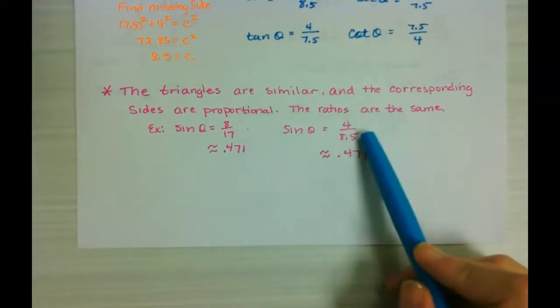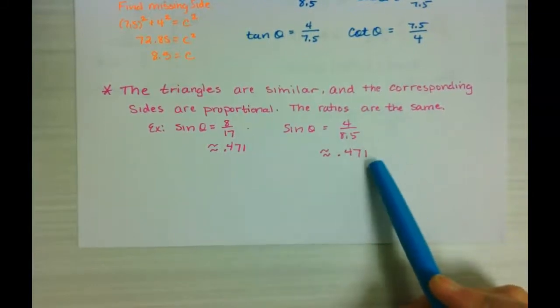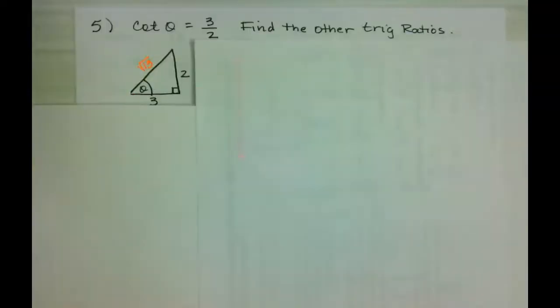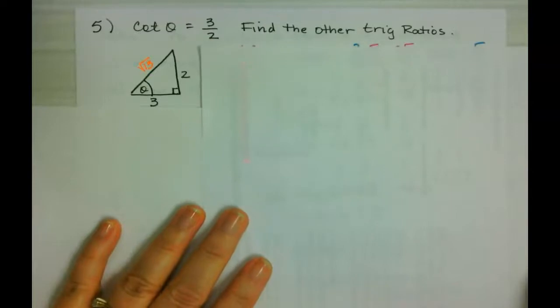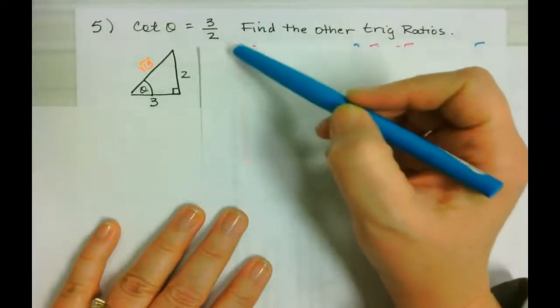And over here in the other triangle, sine of theta was 4 over 8.5, and that was approximately, again, 0.471. So you'll be given information in various ways. The last problem, they gave you a triangle with some missing information that you had to fill in. They could just give you a ratio like this one. They gave you cotangent of theta equals 3 over 2, and it says find the other trig ratios.